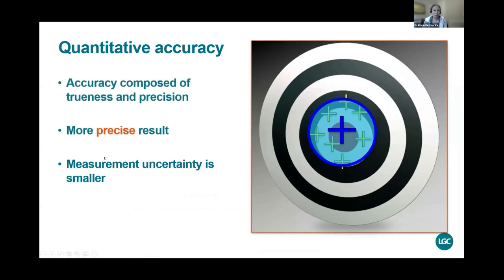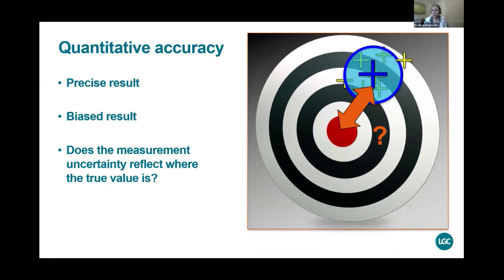So here we've got an example of a more precise result, and that would also be associated with a smaller measurement uncertainty. So you're more confident about where the range of values might be. On the other hand, here we have a precise result, but it's a biased result. So it's not overlapping with the actual true value. And also we need to consider, well, does the measurement uncertainty reflect this bias? And there's different approaches to that.